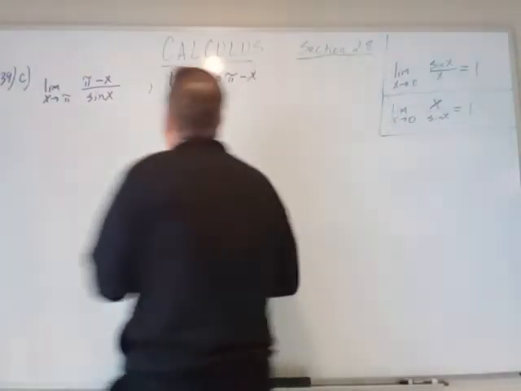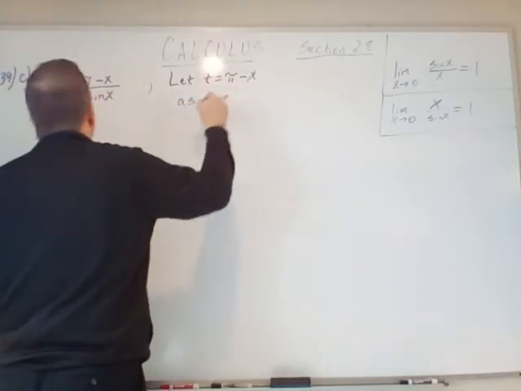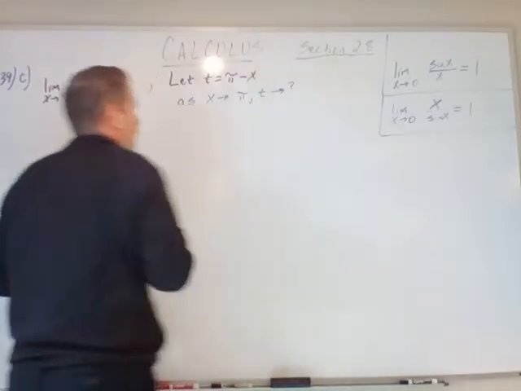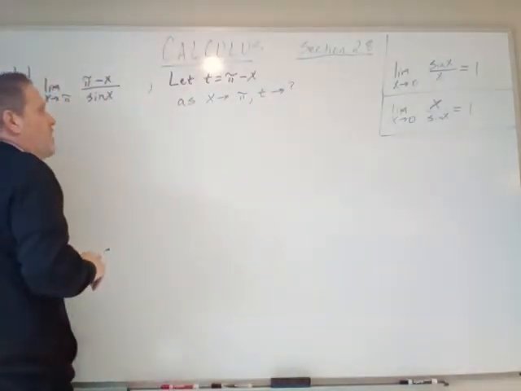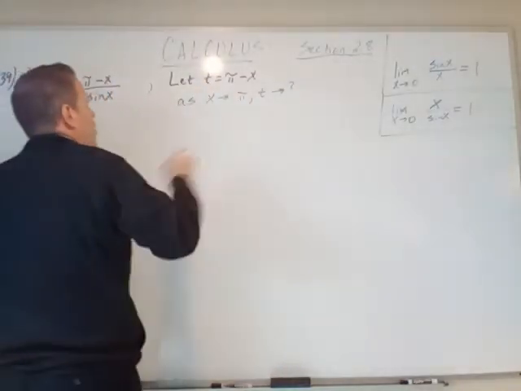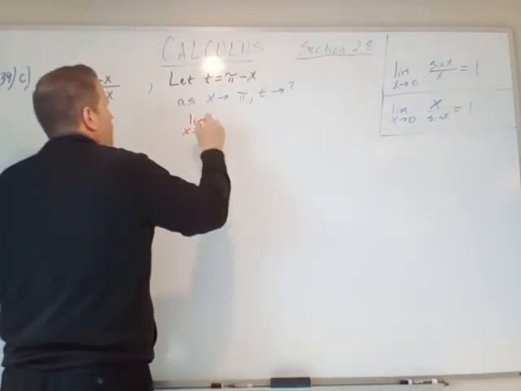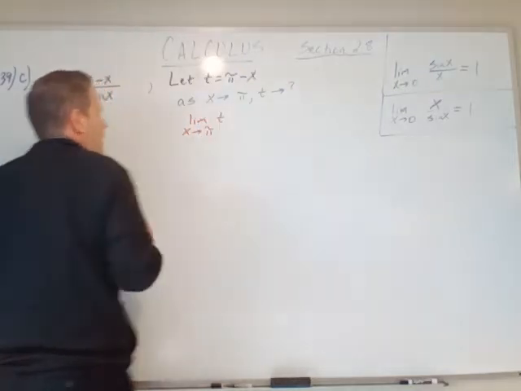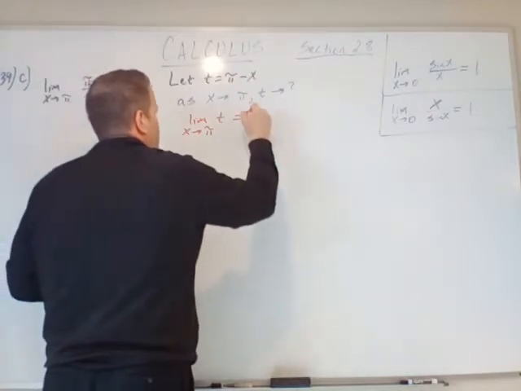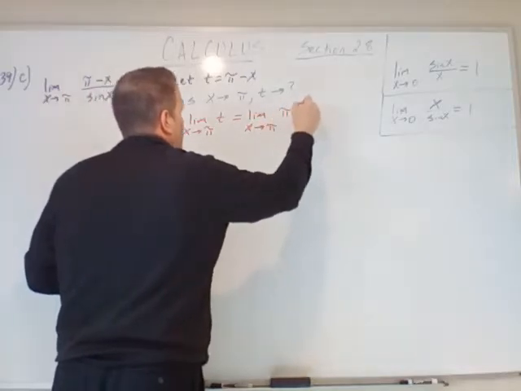So over here in my let statement, as x approaches pi, where does t go? That's the question here. Basically what we're doing is we're taking a limit in our let statement. We're saying the limit as x approaches pi of t. Well, by our let statement, t equals pi minus x. So this limit is x approaches pi of pi minus x.